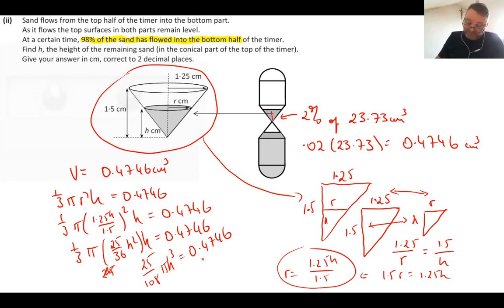Now, to take this, we want to get H cubed. What's going to happen? It's going to be 0.4746 multiplied by 108 divided by 25 and divided by pi. So that will give me, if I work all that out, that will give me an H value, I'm sorry for squashing this in down here, of 0.8673.